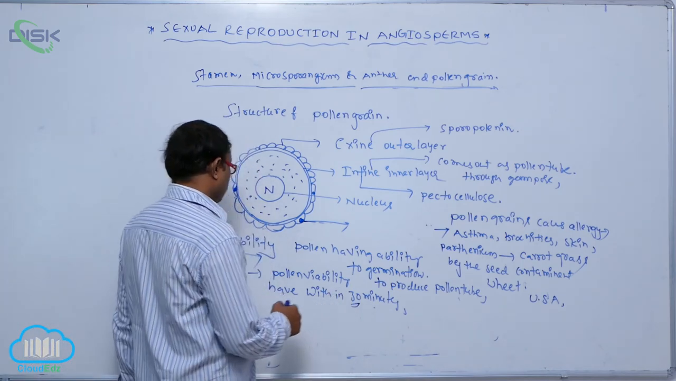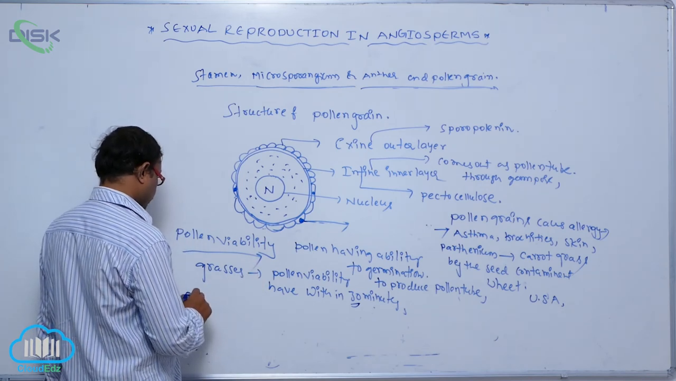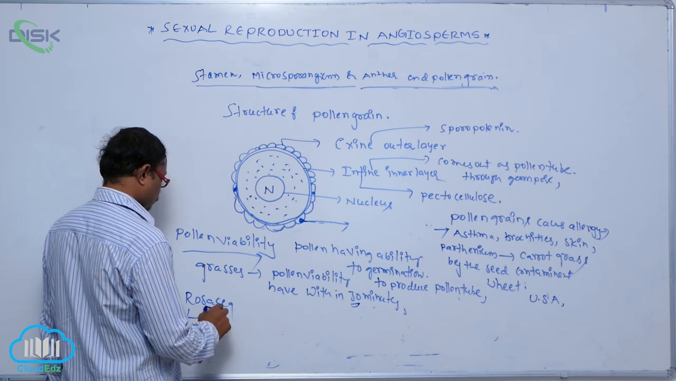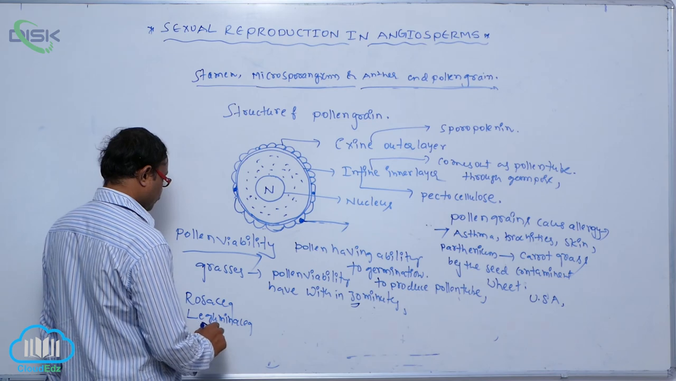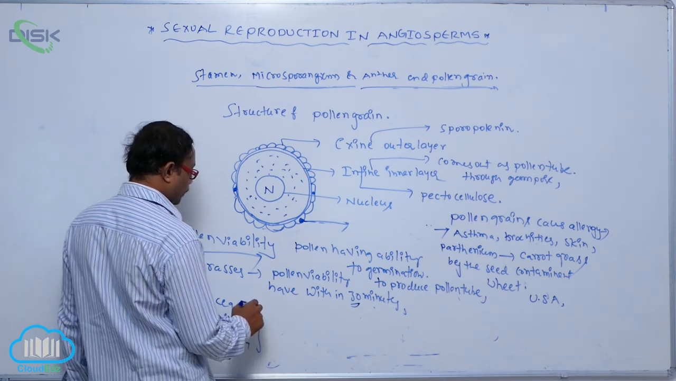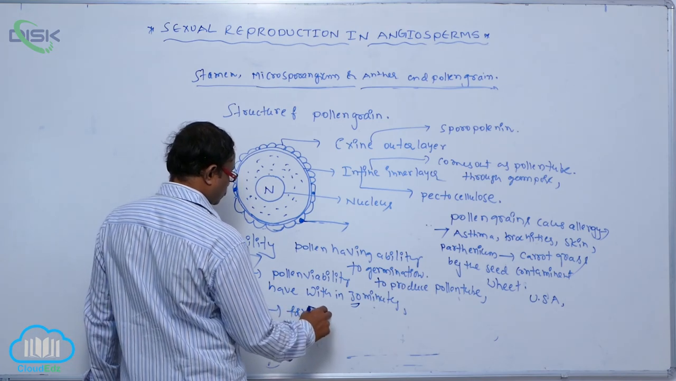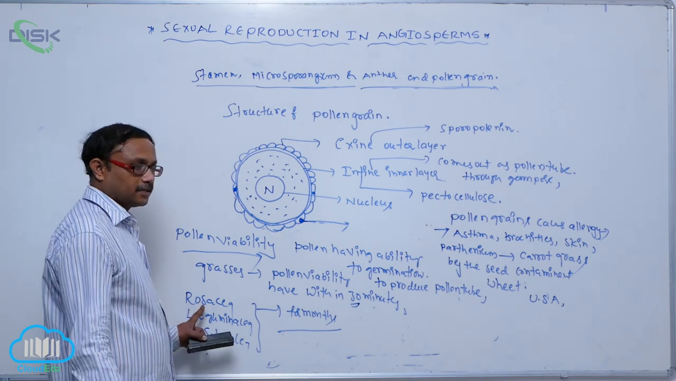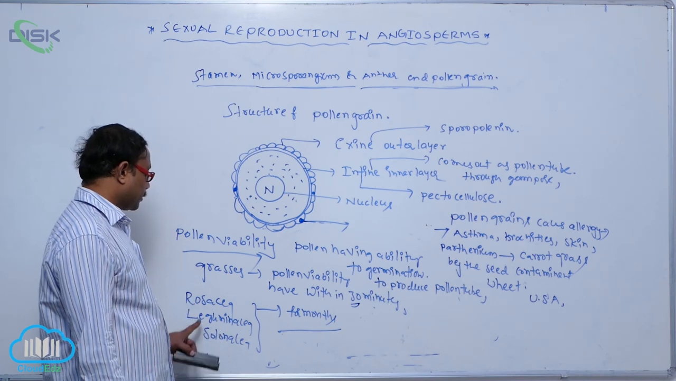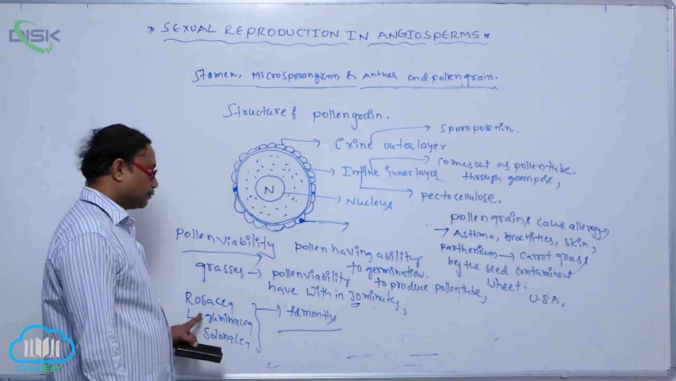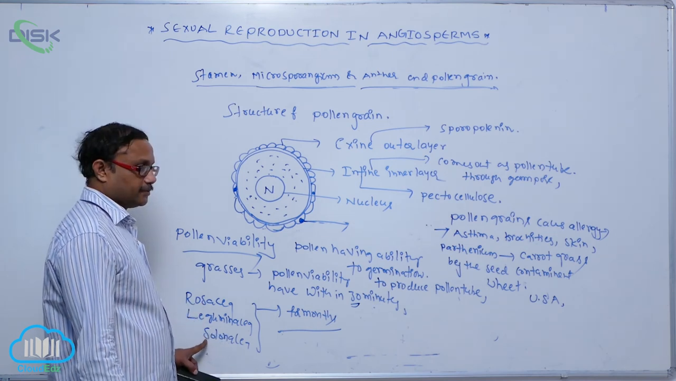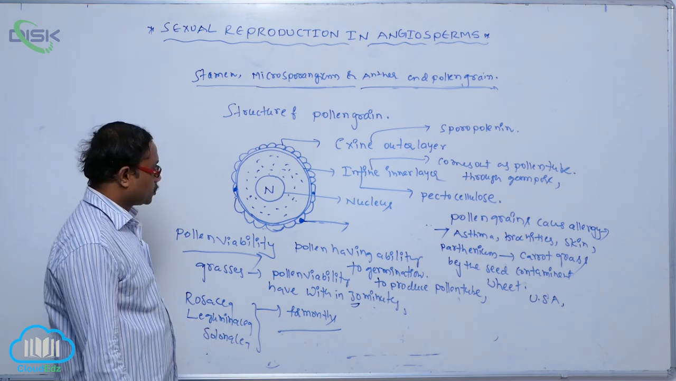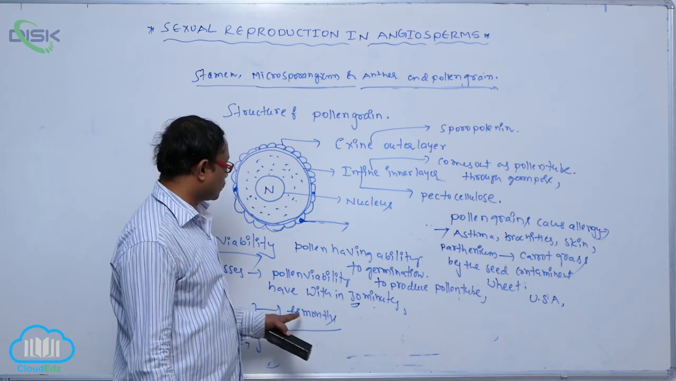It is an objective bit. In some plants, for example Rosaceae, Leguminosae, and Solanaceae, the pollen grain has viability for months, or a few months. Rosaceae means, for example, Rosa indica and apple. Leguminosae means Fabaceae plants, such as bean and all the pulses. Solanaceae means brinjal, tomato, datura, potato.